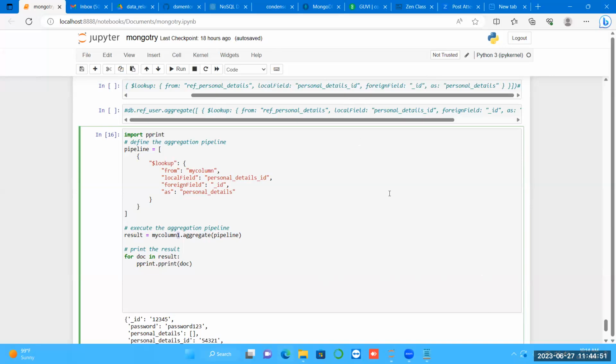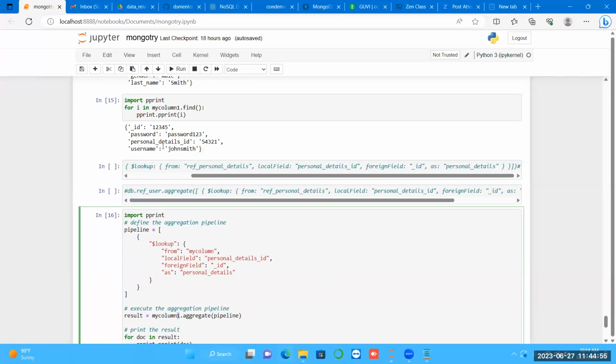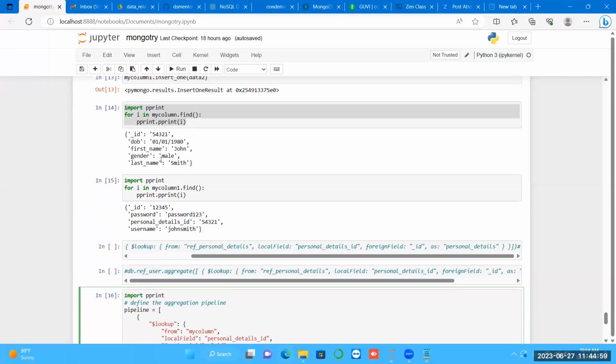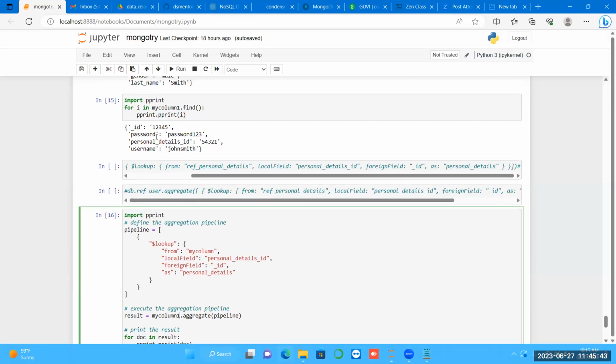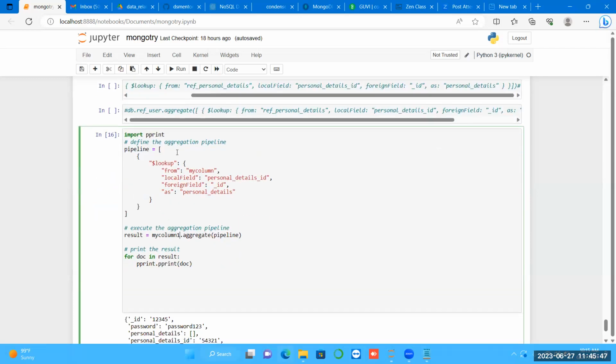Divya, can you confirm the personal details table contains ID, first name, last name, date of birth, gender? Yes, sir. That table name is my column, and another table is my column 1, which has ID, username, password, personal details ID. Okay. Now come to the result part. What have you written in the result line, below the pipeline? My column 1, which contains the user details, that means ID, password, username. And aggregate, then the pipeline we are passing.